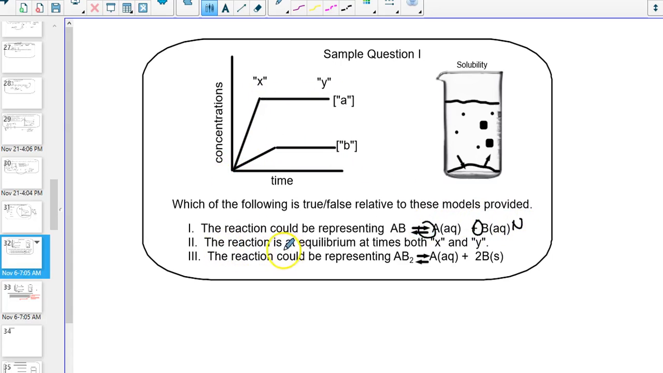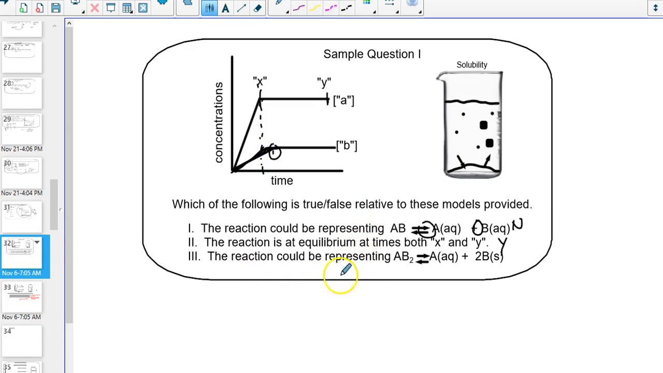The reaction is at equilibrium at times both X and Y. All right, X and Y. Well, it seems like there's an issue here. I'm going to say yes, but there's an issue here where this is a problem. You can't have this one not be at equilibrium when this one is. They both are, or they both aren't. So this line should look more like that. And I'm sure this was done on purpose with some sort of discussion here.